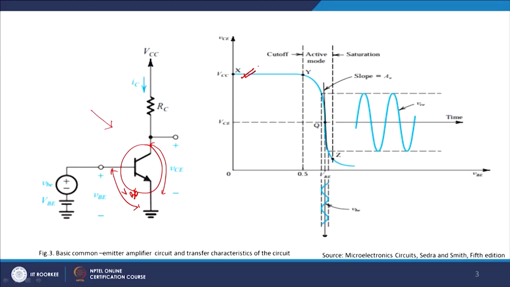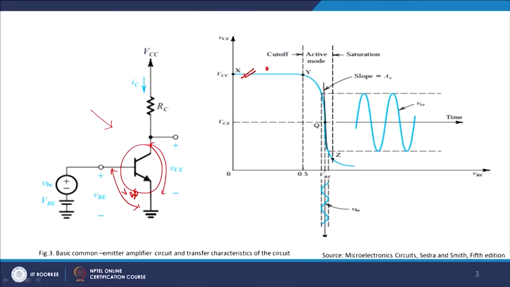Similarly, if your input voltage VBE is very large as compared to the cut-in voltage of the base emitter junction, which is 0.7 for silicon, I would expect the transistor to turn on. So this was the cutoff state, and I will get the on state, and I get saturation here. So saturation is there, and the output voltage will suddenly fall off.